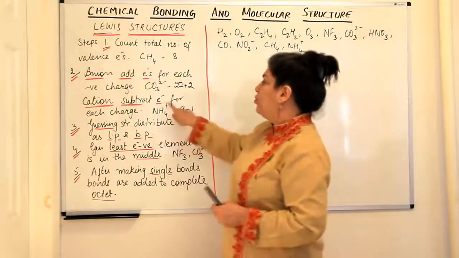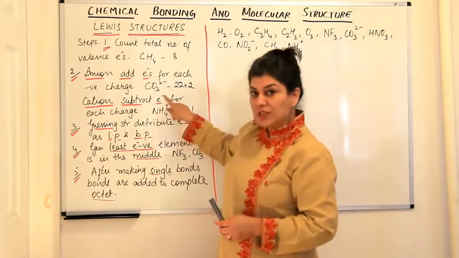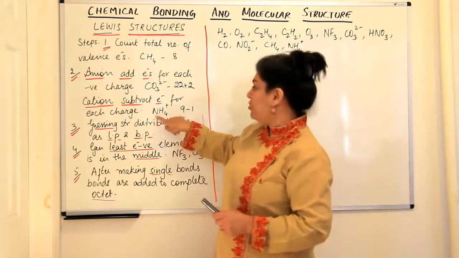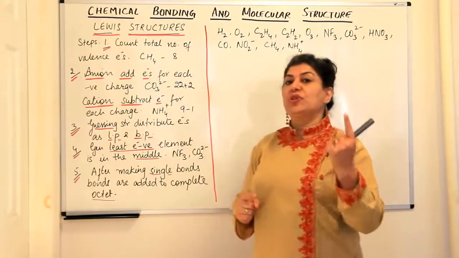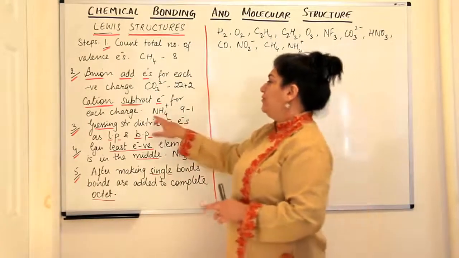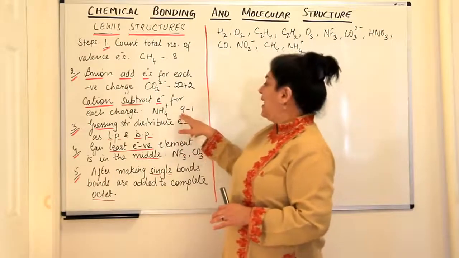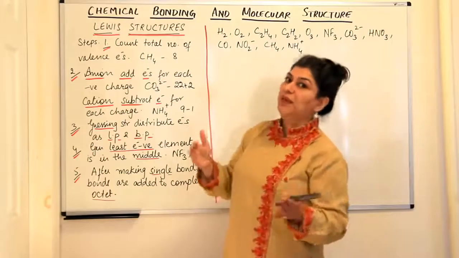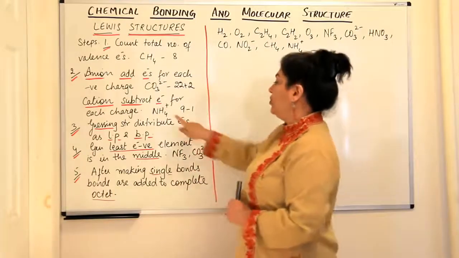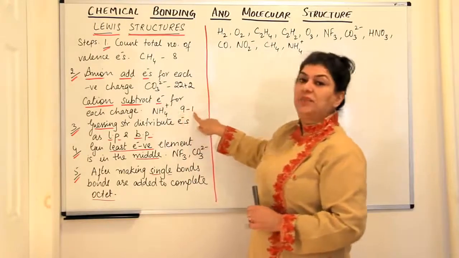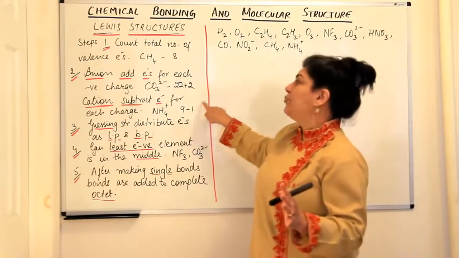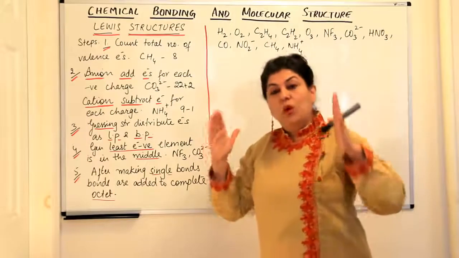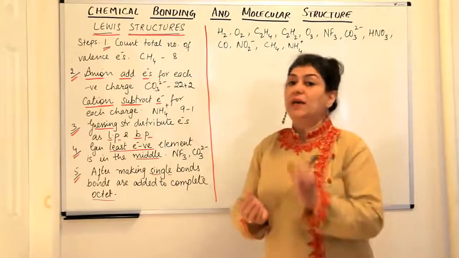For example, ammonium ion is NH4+. Nitrogen has 5 electrons, and the 4 hydrogens each contribute 1 valence electron. So 5 plus 4 is 9. And since there is a positive charge, a single positive charge would mean removal of 1 electron. So the ammonium ion would have 9 minus 1, which is equal to 8 valence electrons that you have to deal with. So we must first know the number of electrons that we are dealing with.